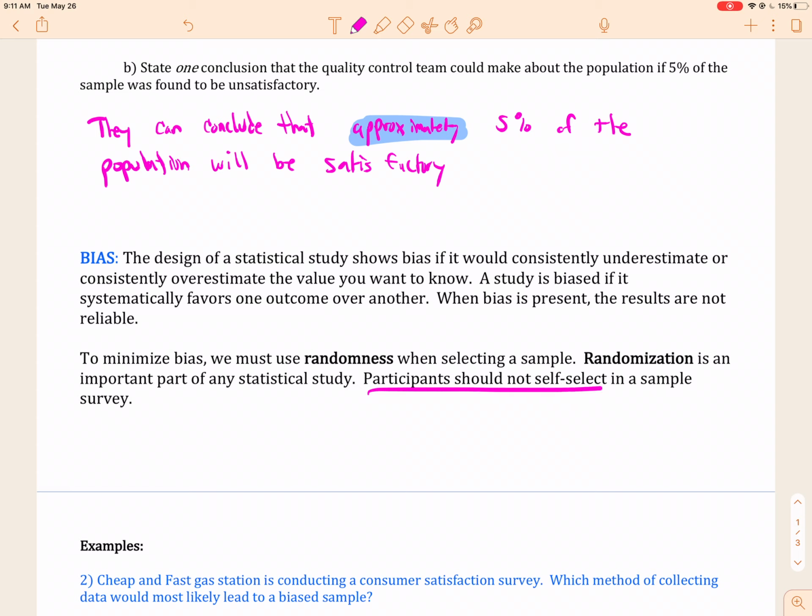Okay, so this sentence that participants should not self-select is when people are given the option to give their opinion, it's more likely that they will have a strong opinion, right? These are like call-in interviews, or if you take an online poll, people just ignore. How many online polls do you see you just ignore? But if you really feel strongly about something, it could lead to bias because you'd be more likely to answer. So randomness is what we want. And when you get to statistics, you'll learn we're looking for what's called an SRS, which is a simple random sample, an SRS.